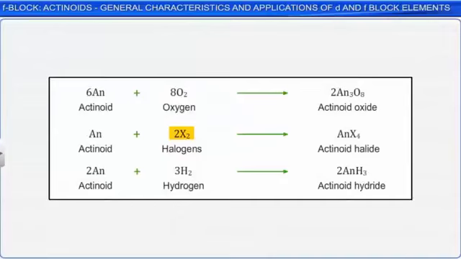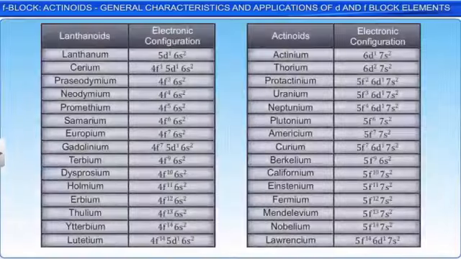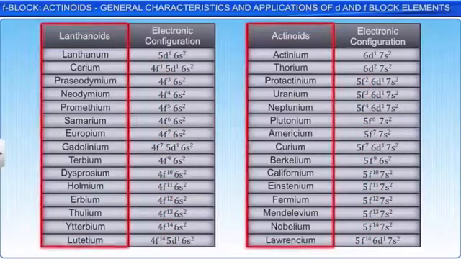Since in both the series of elements, the f orbital is progressively filled, the two series of elements resemble each other. On the other hand, they also differ from each other due to the lower binding energies of the 5f electrons in actinides than those of the 4f electrons in lanthanoids. The important differences between the lanthanoids and the actinoids are summarized in the table given here.